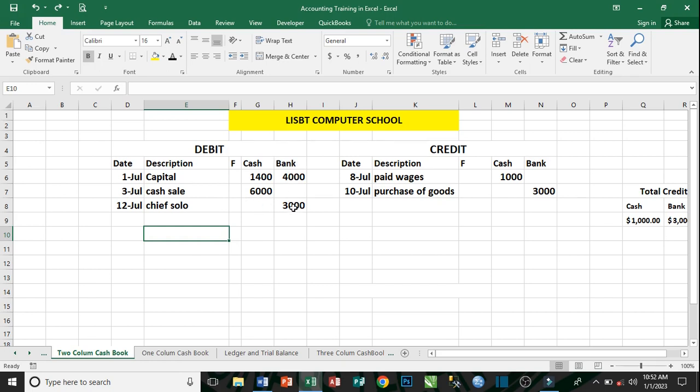So check, how to deal with the bank. It was not cash, so we record it under the bank side. That's why I beg you, my people, please try your best to understand this. It's very, very important to you, especially the Universal Liberia students.